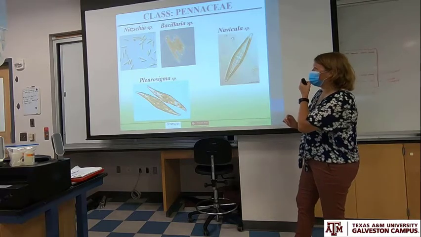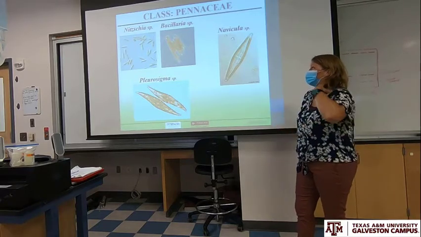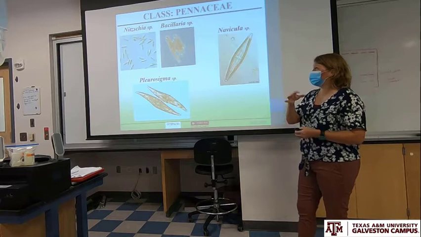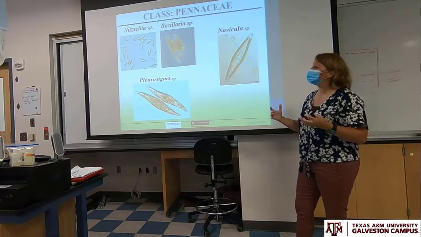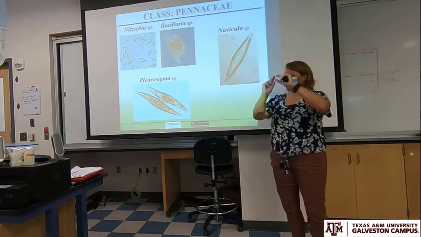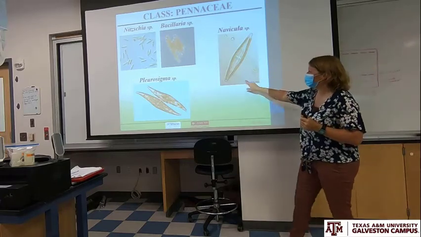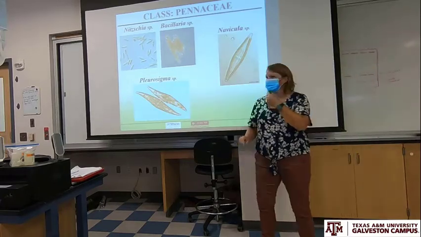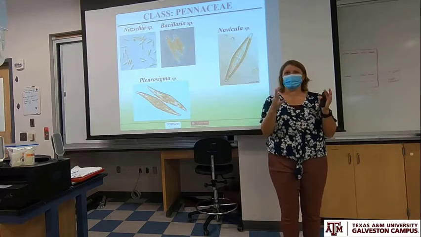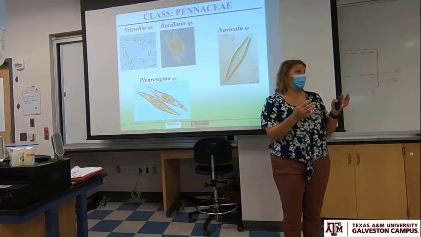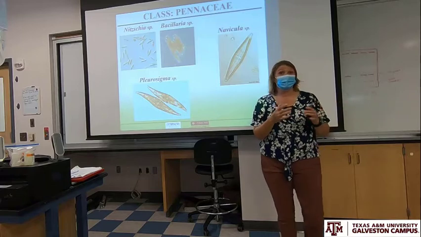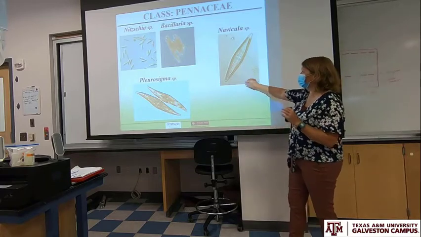Here are some other pennates. So now these are diatoms in the class Pennaceae. The other ones we looked at so far were in the class Centraceae. So these are the pennates. These are more elongated, pennate shaped. And so Navicula and Pleurosigma are really easy to see using your 10x objective, probably even using your 4x objective. These are relatively long, large cells.